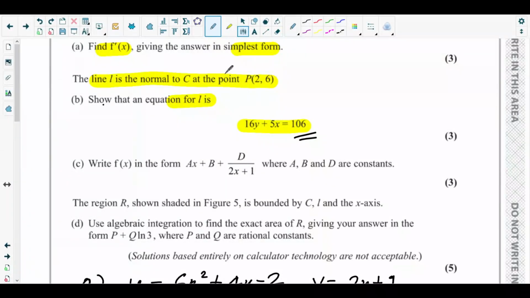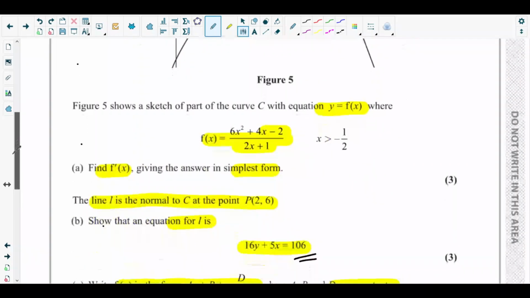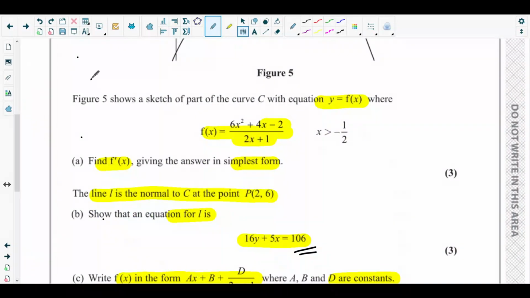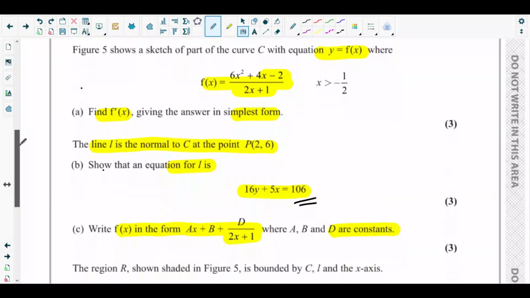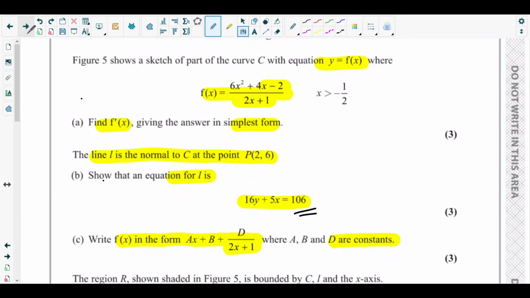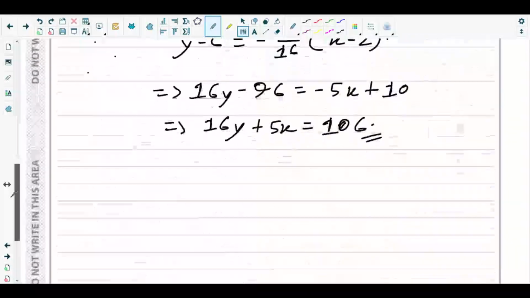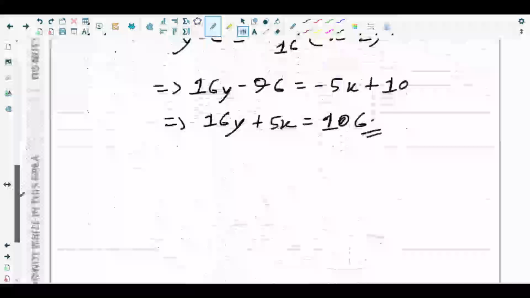Okay, next is part C. Part C is asking to write f of x in the form ax plus b plus d over 2x plus 1, where a, b, and d are constants. That means we need to represent f of x in the form of partial fractions. So in P3, for transforming an improper fraction to partial fractions, we use algebraic long division. This is the shortest method to do so.